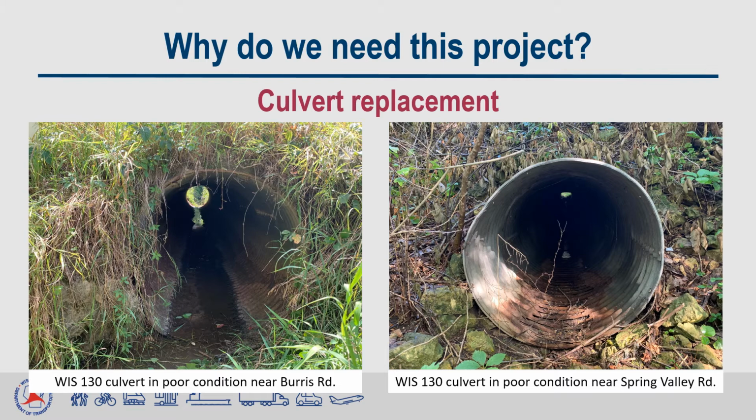A second reason for the project is to replace drainage culverts that are in poor condition. 12 culverts were identified by WisDOT maintenance engineers for being in poor condition and needing replacement. The 2 photos shown are of culverts that will be replaced as part of the proposed project. As you can see, these culverts have heavily corroded flow lines and are past their useful service life.